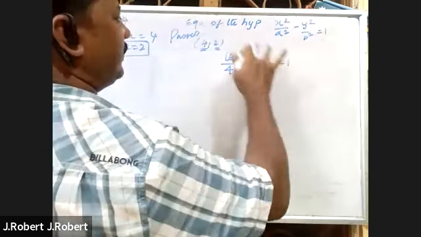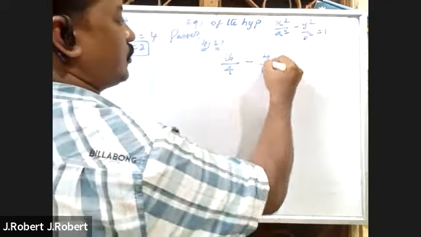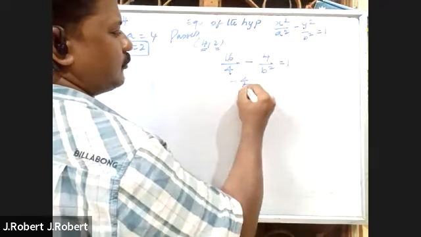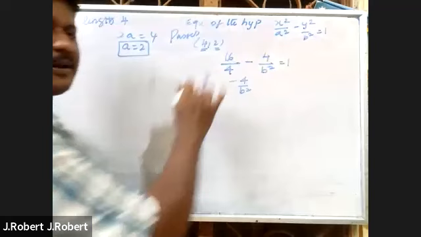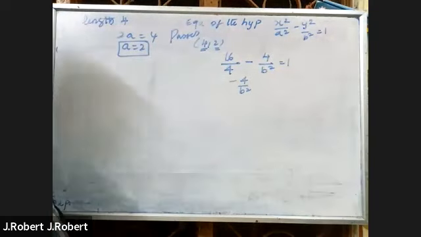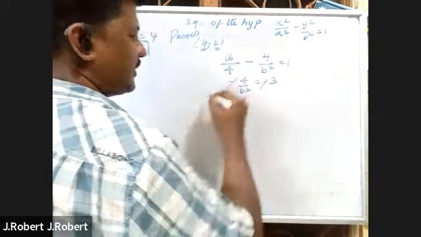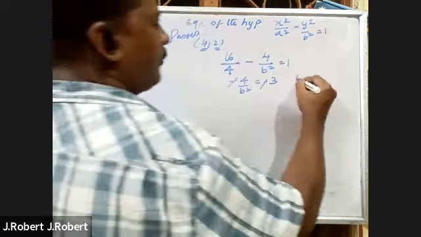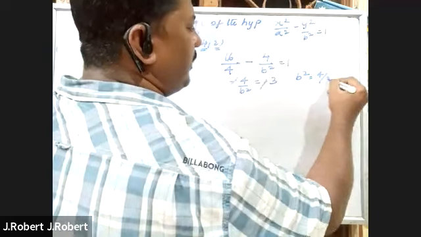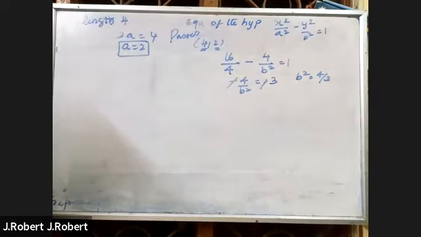Sorry, I have to put the value for y also. So y is equal to 2, square 4. So I get minus 4 by b square. 16 by 4 is 4. Bring this 4 to that side, that becomes minus 4. 1 minus 4 is minus 3. Minus cancels. Therefore we have b squared is equal to 4 by 3. From this we have found that b squared is equal to 4 by 3.